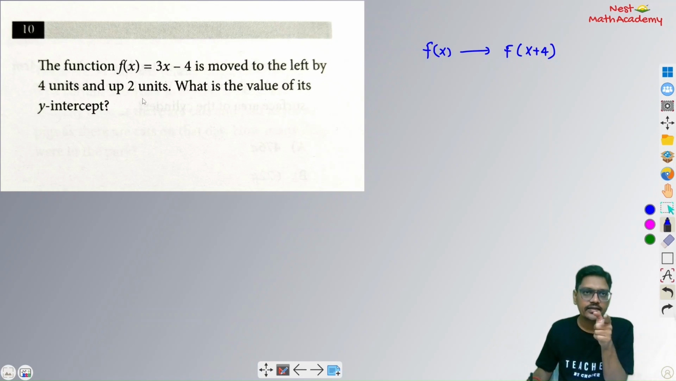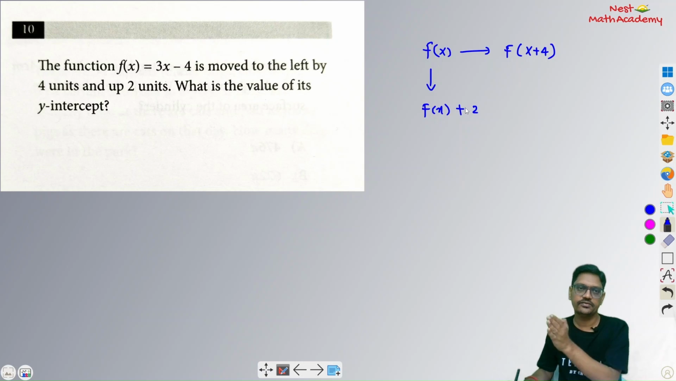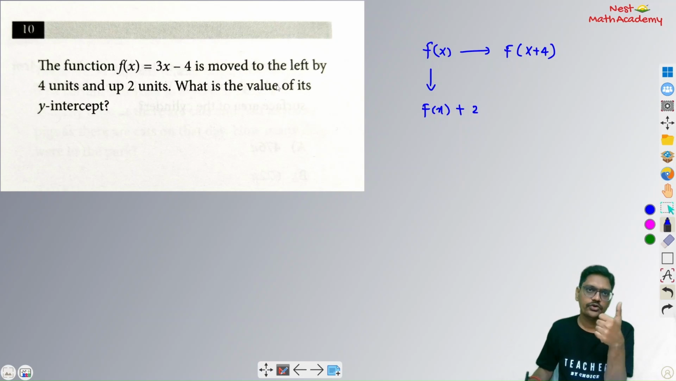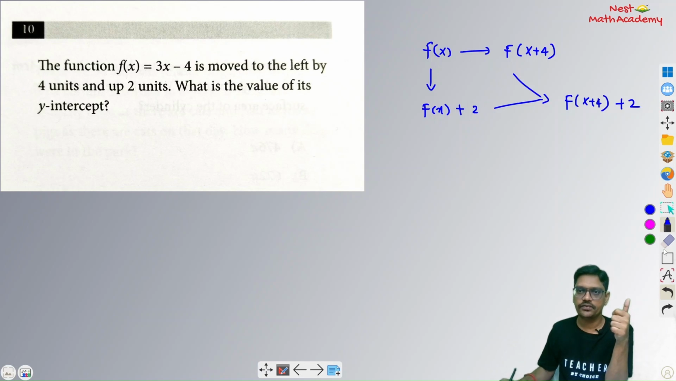And this one, up or down: if you're going up, simply add 2 to the output. The entire function is added by 2, outside the function. You add 2. So combine these two now. You are moving 4 units to the left and up by 2. So combining these two together, you would get f of x plus 4, plus 2. So your f of x should become like this.